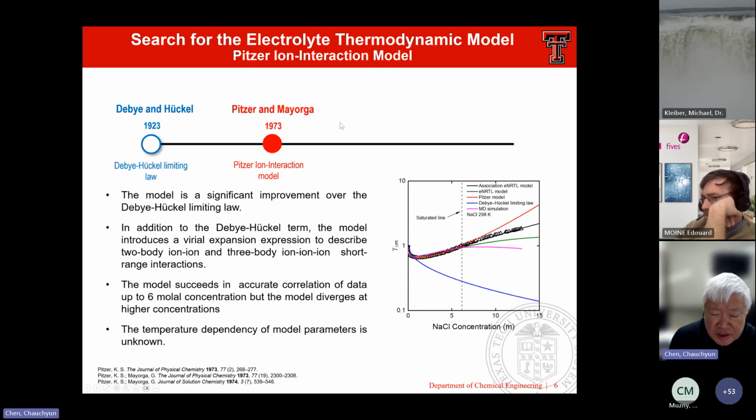Pitzer made a major advancement in electrolyte thermodynamics in terms of industrial applications. It's a major improvement over Debye-Huckel because, in addition to Debye-Huckel, the model introduced a virial expansion expression to describe the two-body ion-ion and three-body ion-ion-ion short-range interactions. The model succeeded in accurate correlation of data up to 6 molar concentration, but the model would diverge at higher concentrations. Again, coming back to the mean ionic activity coefficients for sodium chloride, you can see that the Pitzer model correlated up to the saturation quite well, up to 6 molar.